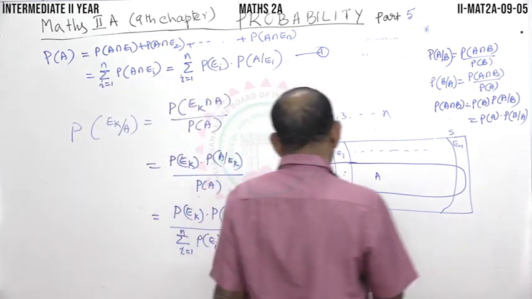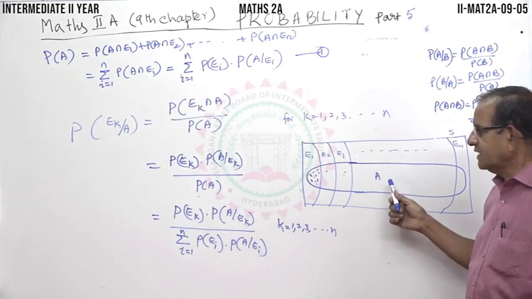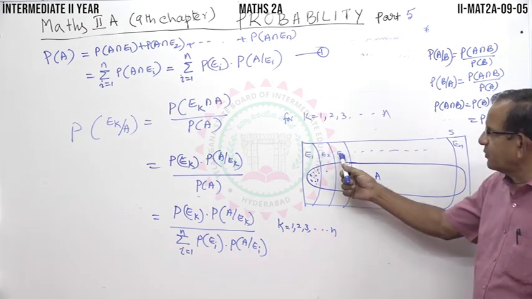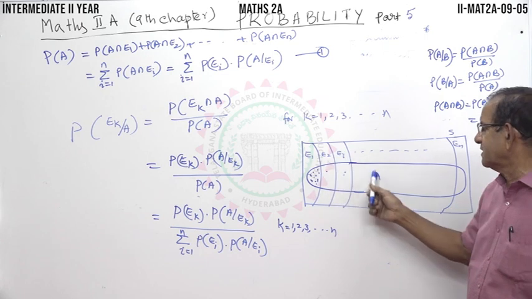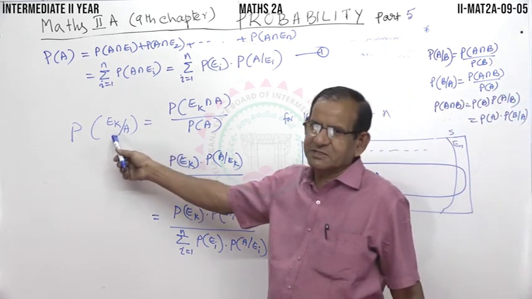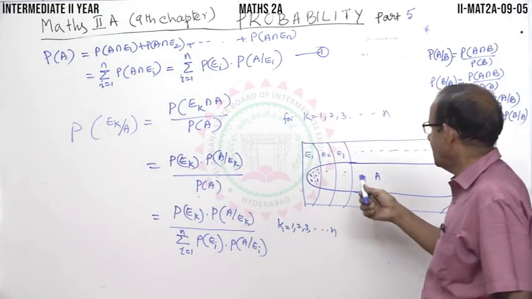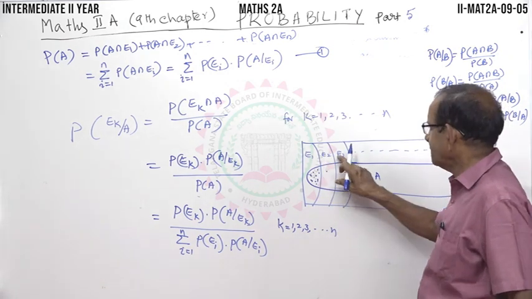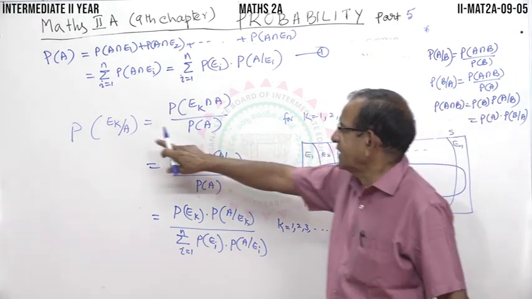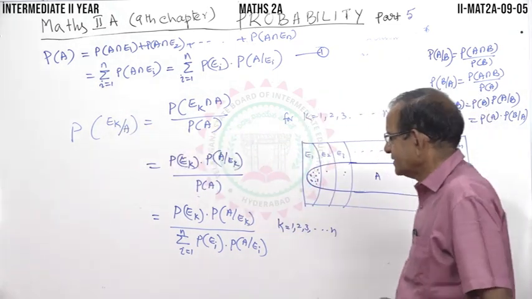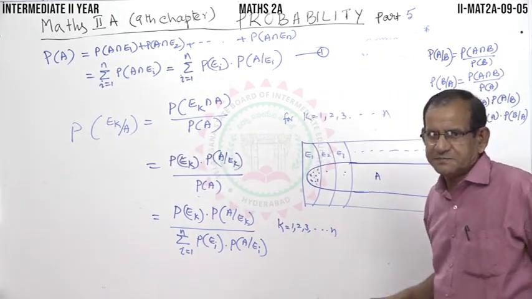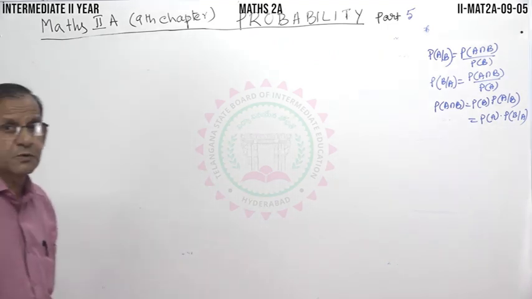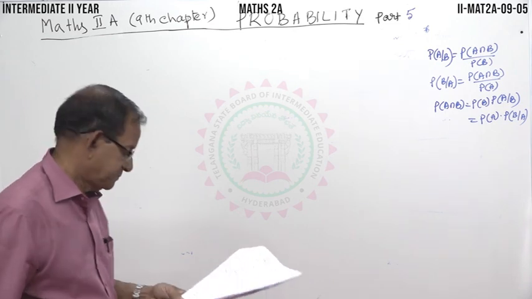Now this is the probability. It is given that an event A has happened. When A has happened, what is the probability for E3? That is P of E3 by A. You will get it from this one. Suppose when A has happened, what is the probability for E2? That is P of E2 by A. We have to put k is equal to 2 like that. So that is Bayes' theorem. Now let us see some applications of this. Now let us take this problem on Bayes' theorem.